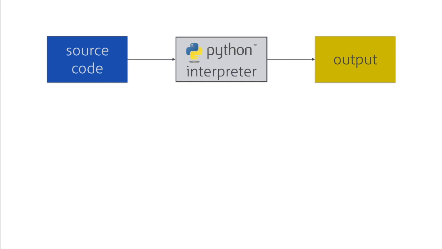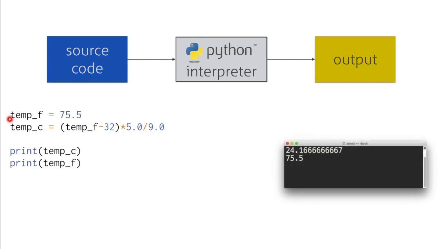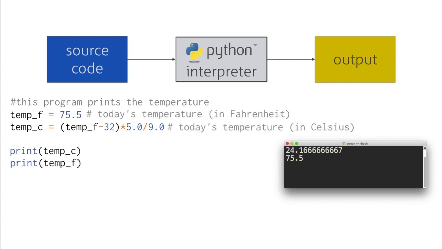Remember that when we write source code, it goes through this language interpreter, which produces output. So for example, here's code that takes a temperature in Fahrenheit, converts it to Celsius, then prints out the Celsius temperature, and then the Fahrenheit temperature. So we might add comments to explain what the program does, what these variables mean, or we might comment out the code that prints out the Fahrenheit temperature so that it doesn't run.